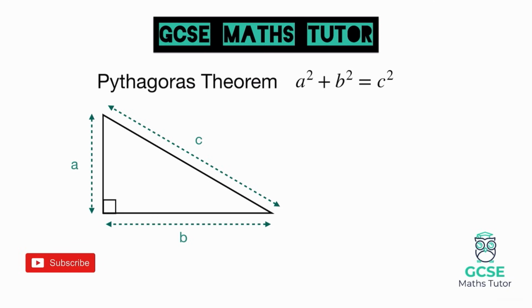Now if we replace those with some numbers, let's say that we have 3 and 4 and we're looking for the hypotenuse. So A and B would be 3 and 4, so we put those into our formula and we would have that 3 squared plus 4 squared is equal to C squared. If we simplify 3 squared plus 4 squared, we get the answer 25. So 25 is equal to C squared, and if we want to know what C is, we would have to square root 25, which would give us the answer 5.